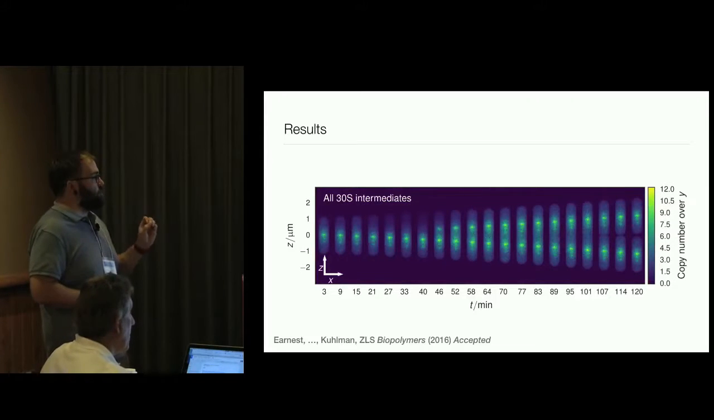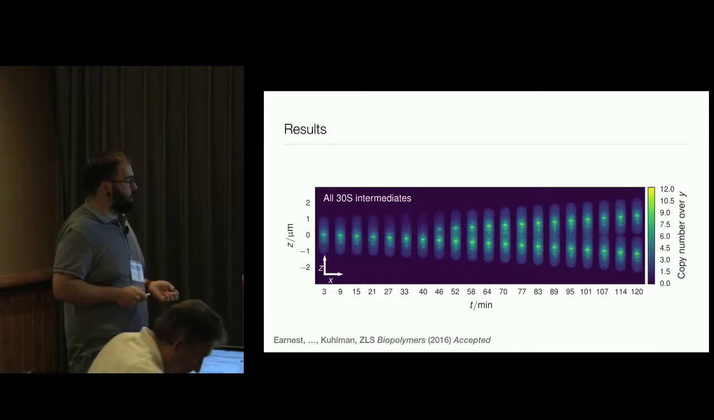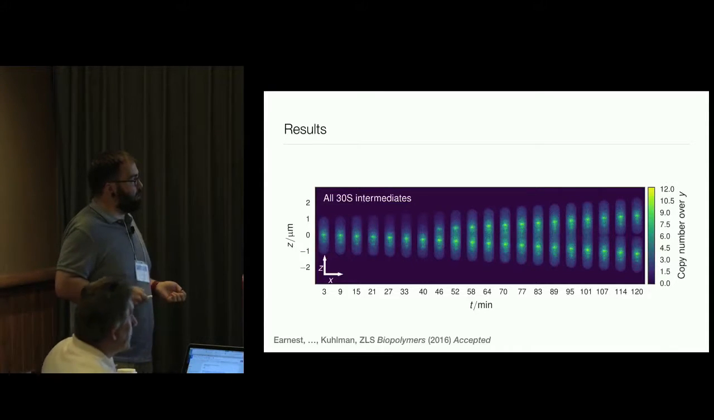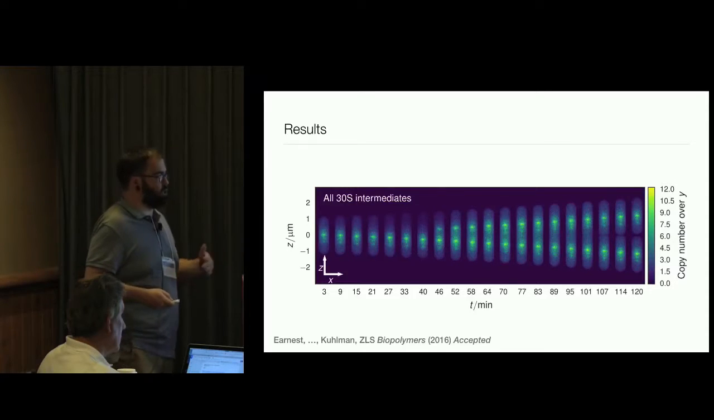Finally, the ribosomal intermediates are relatively short-lived, so they tend to accumulate near the operons in which they were born. So they just follow the trajectory of the operons.